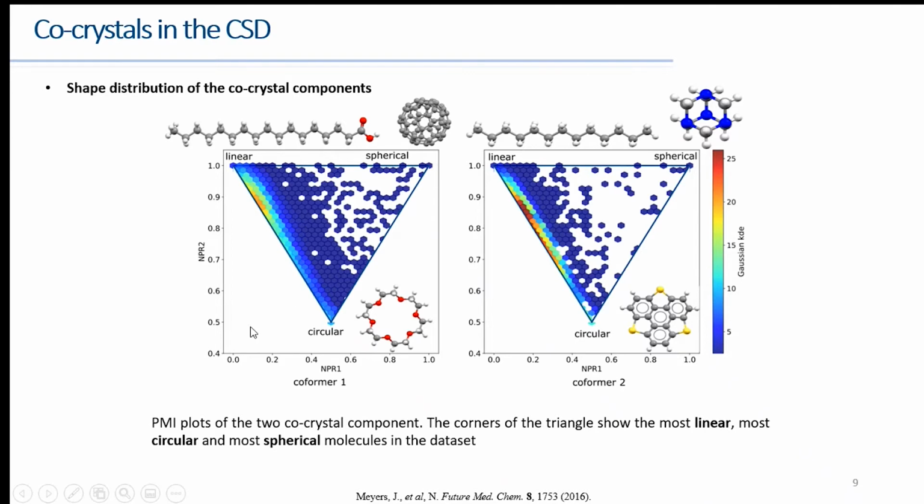So by creating the PMI plots, showing on the corners the most linear, the most circular, and the most spherical molecules, we can see that usually the APIs or the coformer 1 tend to cover a larger area of the space, whereas the pairing molecules tend to be either mostly linear or circular.